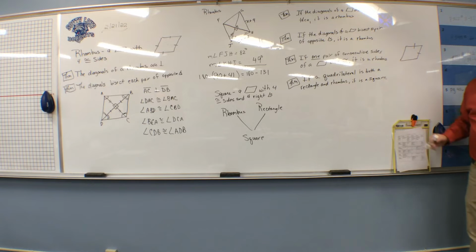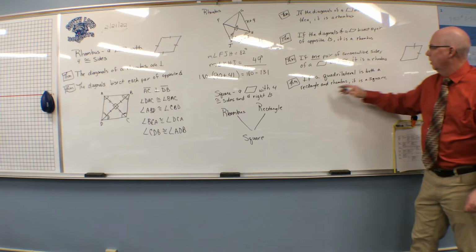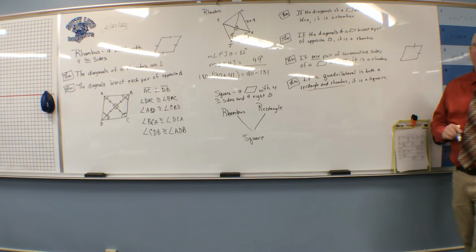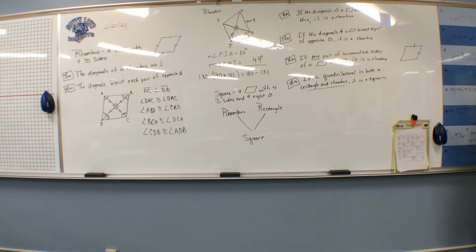Right? The last thing is, if a quadrilateral is both a rectangle and a rhombus, it is a square. Okay? It is a square. But it has to be both, so I have to prove it both. Okay. You understand?